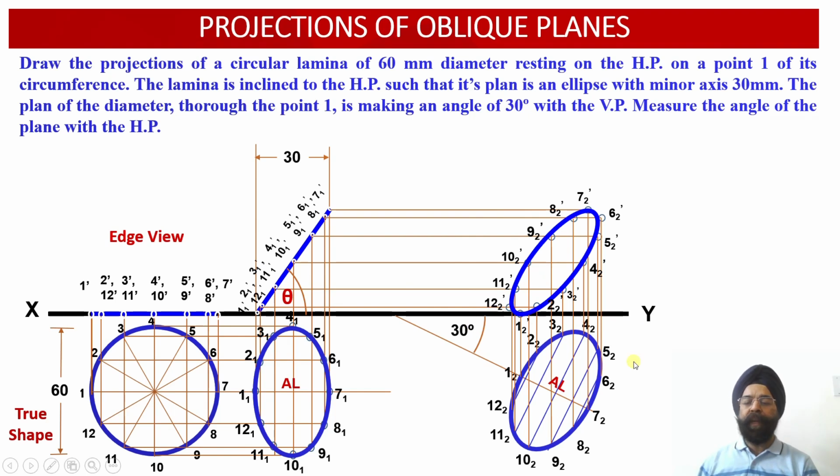This way the oblique apparent shape projections in the top view have also been obtained. Now this is all for today. So I hope that through this discussion you would have understood the procedure to evaluate the apparent shape projections of an oblique circular lamina which happens to be inclined with respect to the horizontal plane as well as with respect to the vertical plane, right?